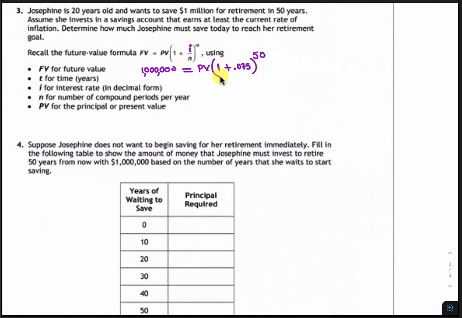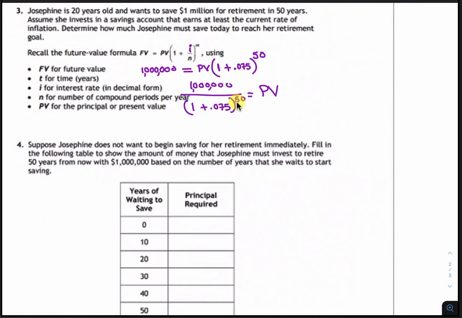Now we're going to solve this equation for the present value PV. Well, in order to do that, we would need to divide by this parentheses on both sides. So present value is 1 million divided by all of this in parentheses raised to the 50th power.